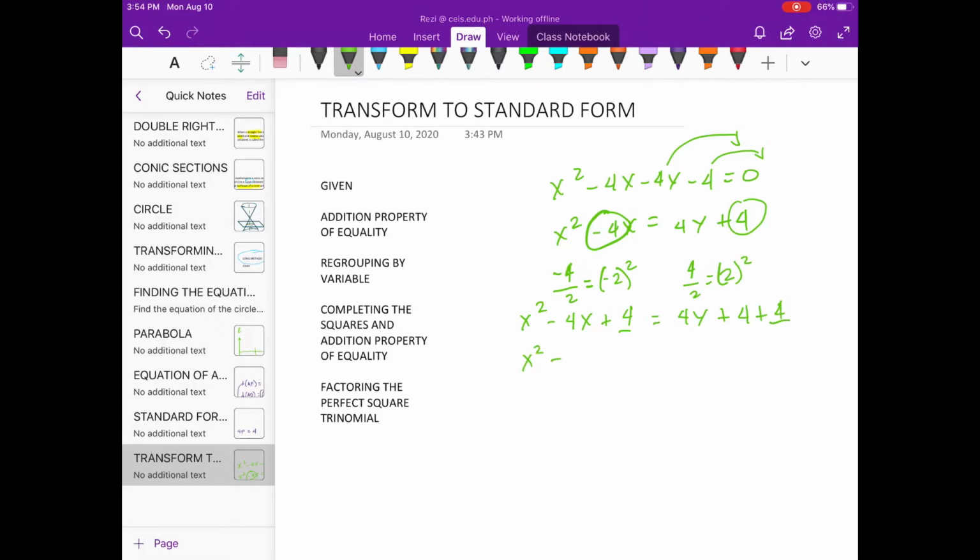Let's do combining like terms first. 4 plus 4 is 8. The factor of the first trinomial is x minus 2 squared, and the other one is just factor out 4, y plus 2. So let's go back to the equation. X minus h squared is equal to 4p, y minus k.